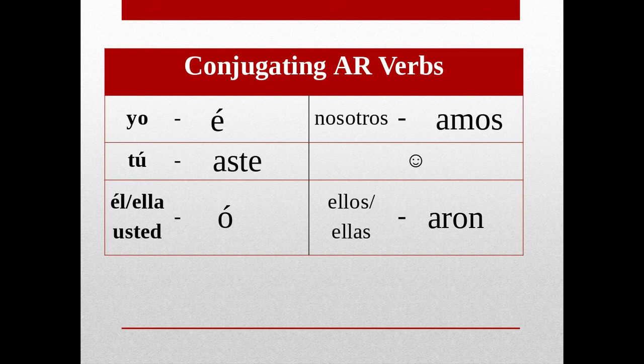Let's take the verb hablar, for example. I talked would be yo hablé. You talked, tú hablaste. He or she or you formal talked, él, usted habló. We talked, hablamos. They talked, or all of you talked, hablaron. Note the accent in the yo and the él, usted forms. These are very important. It will change the meaning of the verb completely.